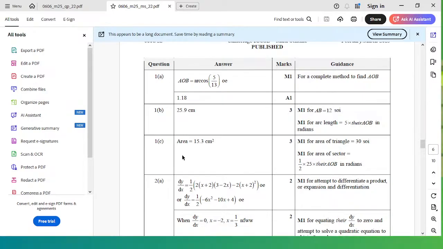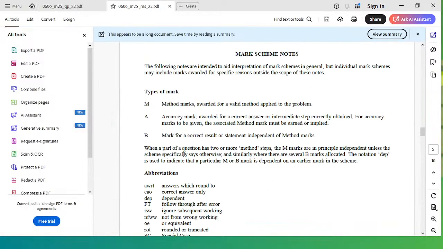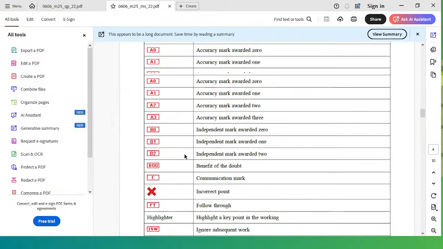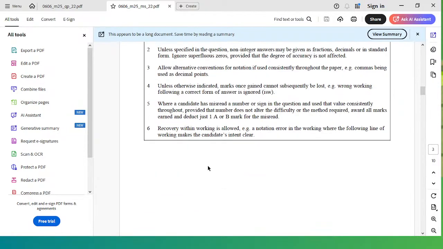And you can see that first off the bat, doing cos inverse 5/13 gives you the first mark, then 1 mark, and 1.18 as well. So in this case, if we look at above here, over candidate is assigned with.